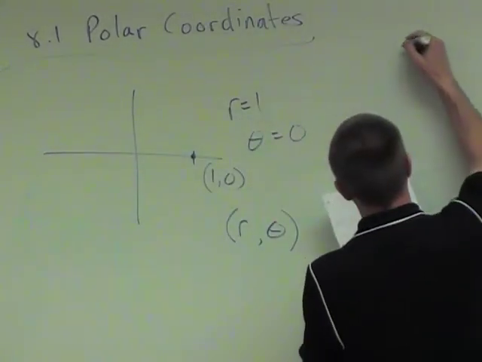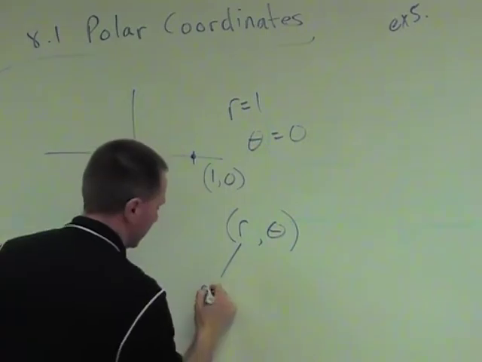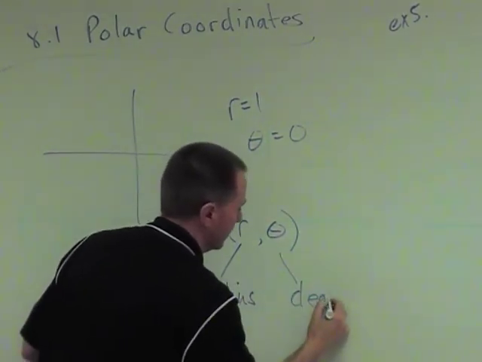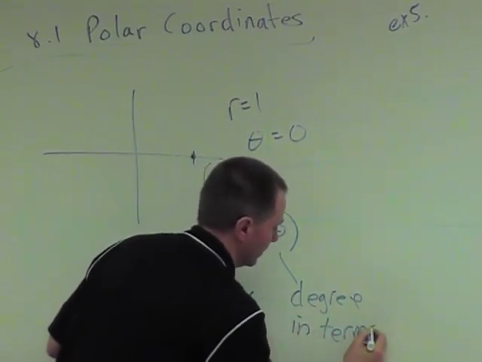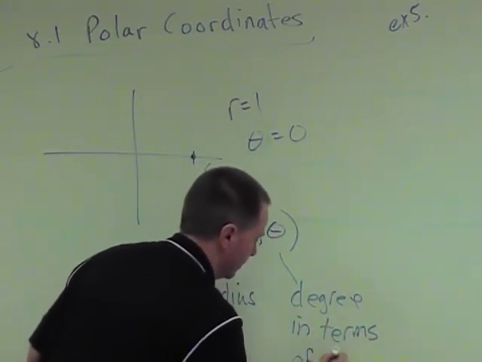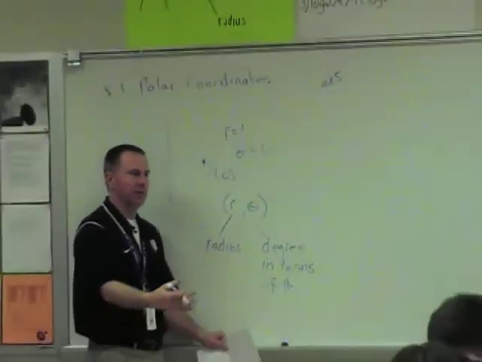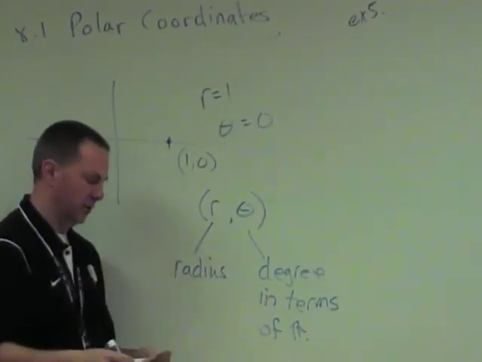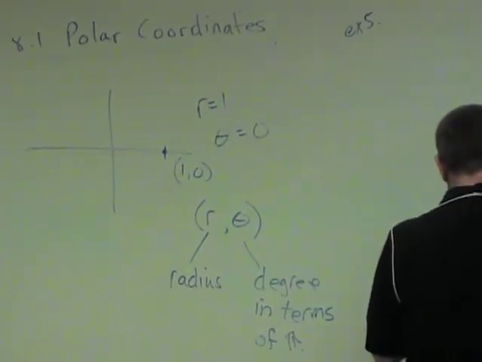Let's just do one here. Let's do example 5. Okay, so let's make sure we understand. This is your radius. This is your degree in terms of pi. So that's how we're going to label those. Whatever your radius is, and then your degree term. We'll talk about negative radius here in a minute.